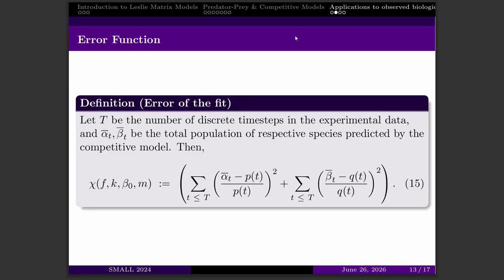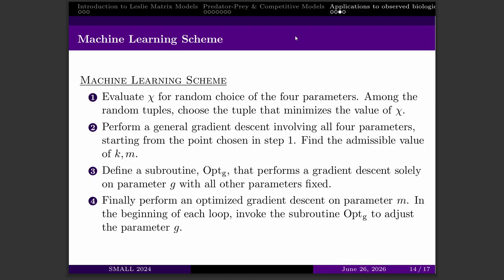We define the error of the fit by the parameters F, K, beta naught, and M. And basically, these four parameters of the population model would give data points, and we basically apply the same chi-square definition in order to quantify the fit. However, the usual method of linear regression would not work because our model is recursive, and therefore we apply a machine learning scheme or basically a gradient descent on each parameter to minimize error.